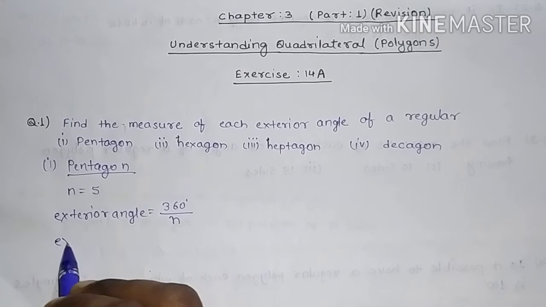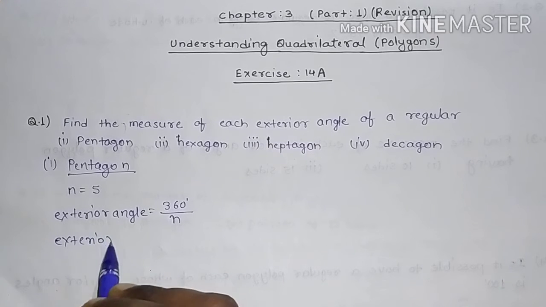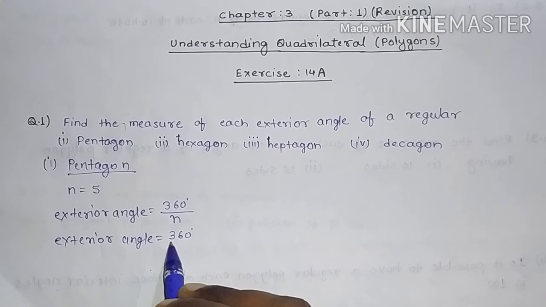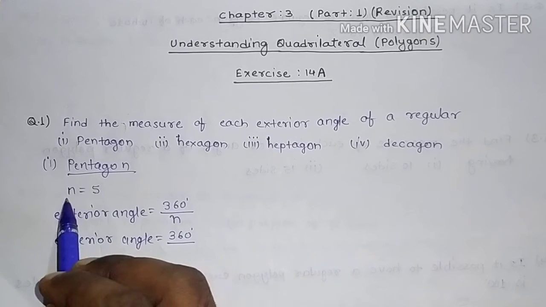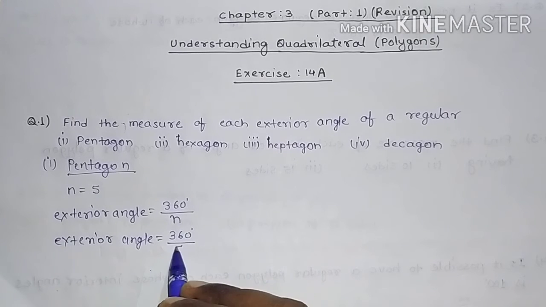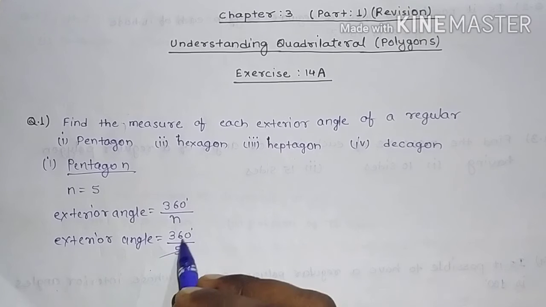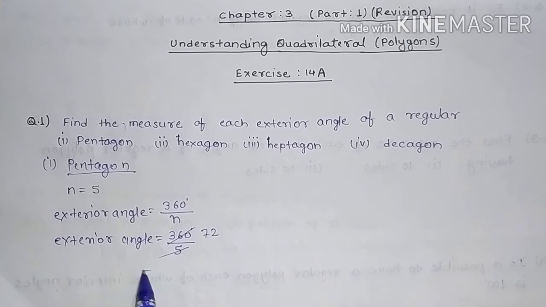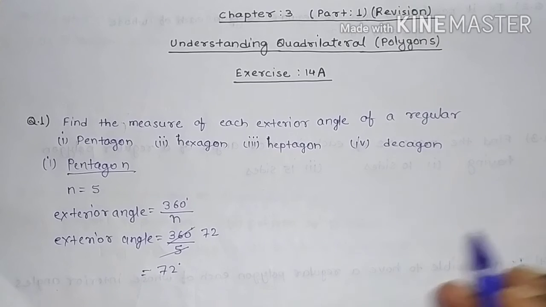So exterior angle equals 360 degrees divided by n. Here n is 5, so put the value 5. Just cancel out: 5 sevens are 35, 5 twos are 10. So the exterior angle will be 72 degrees.